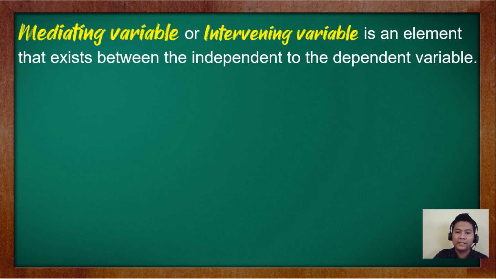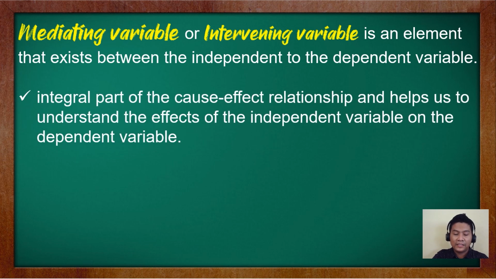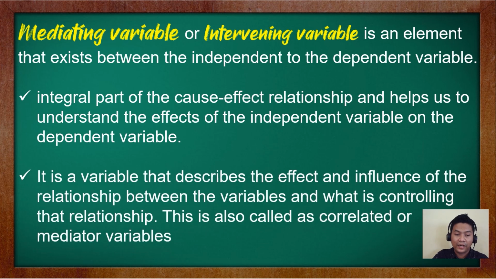Mediating variable or intervening variable is an element that exists between the independent to the dependent variable. A mediator or mediating variable is an integral part of the cause and effect relationship and helps us to understand the effects of the independent variable on the dependent variable. It is a variable that describes the effect and influence of the relationship between the variables and what is controlling that relationship. This is also called as correlated or mediator variable.